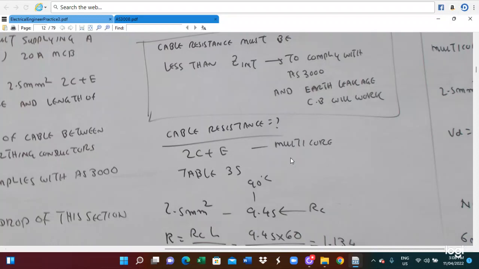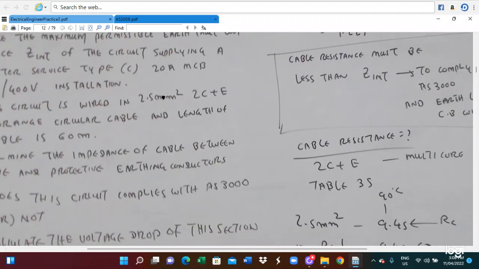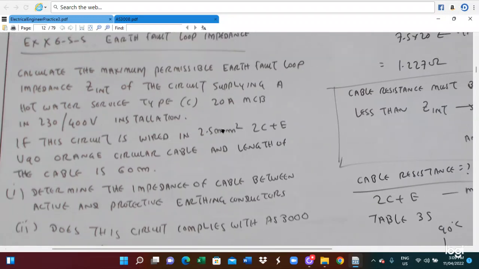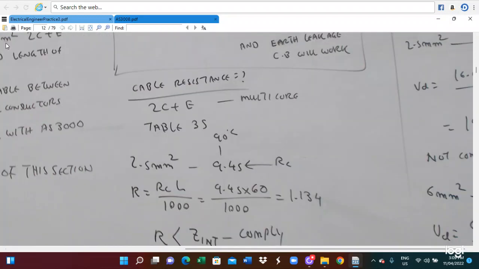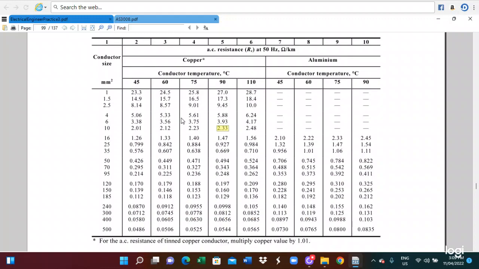The cable is a multi-core cable, 2 core plus earth. So in this case, for a multi-core cable, we have to use table 35. The cross-sectional area is 2.5 millimeter square, and the temperature is 90 degrees centigrade. So this is the way we have to know about. The temperature is V90, 2.5 millimeter square, 2 core plus E. So we shall select table 35, 90 degrees centigrade, 2.5 millimeter square, copper conductor.